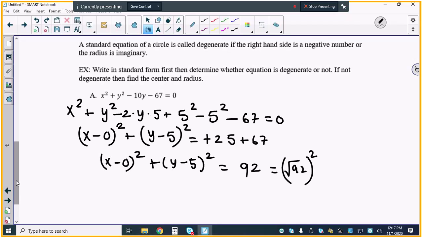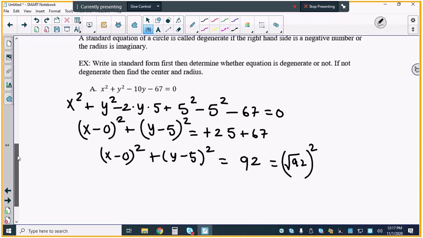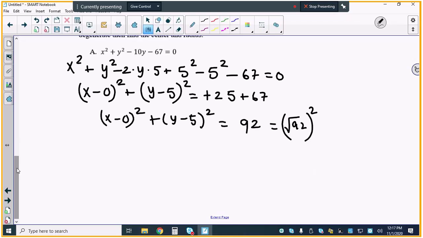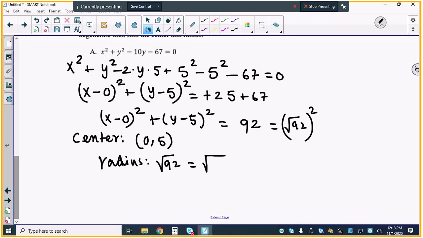And that tells me, first and foremost, this is non-degenerate as the right hand side is positive, and the center is (0, 5). The radius is √92 units. And if you remember, 92 you can write as 4 times 23. So I can write it as 2√23 units.